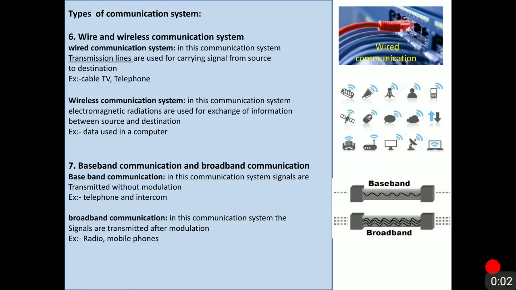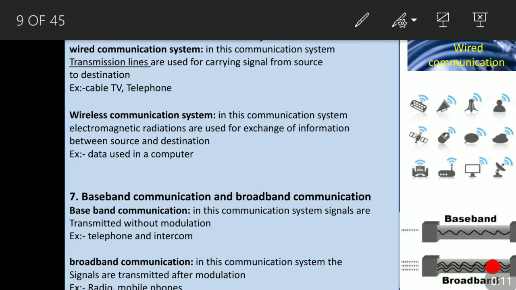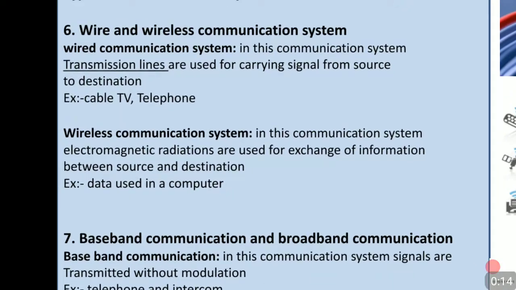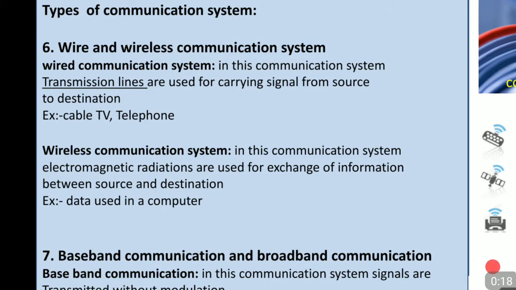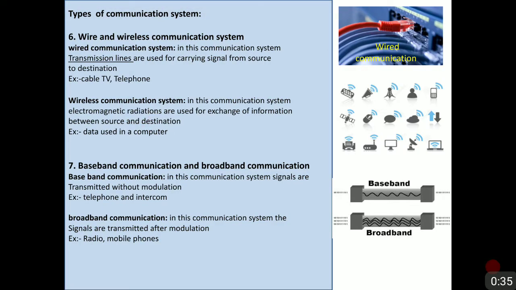Let us learn the continued part of types of communication system. In this part we concentrate on wire and wireless communication system. In wired communication system, the definition says, in this communication system, transmission lines are used for carrying the signal from source to destination, to transfer the signals.